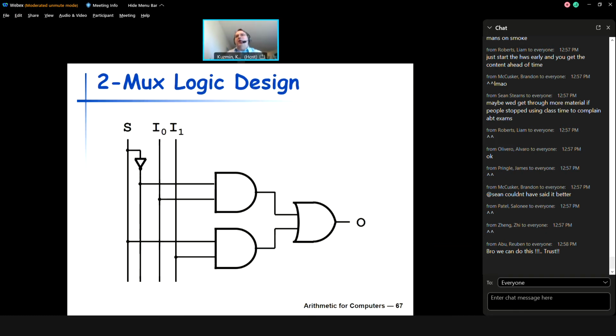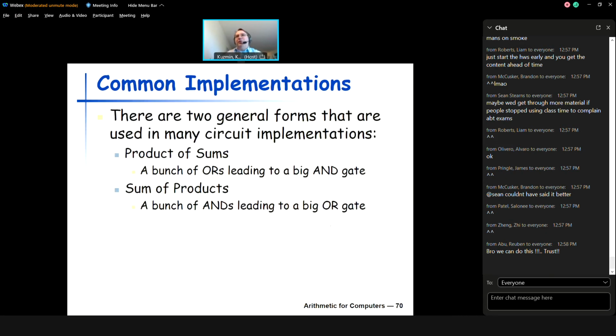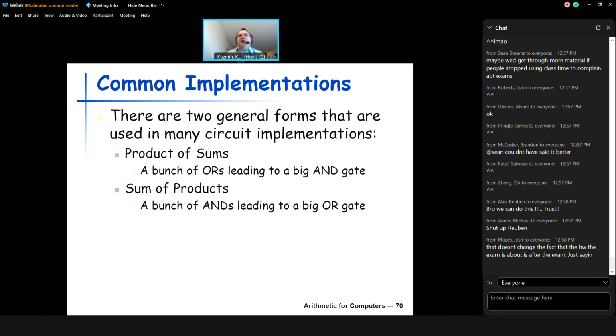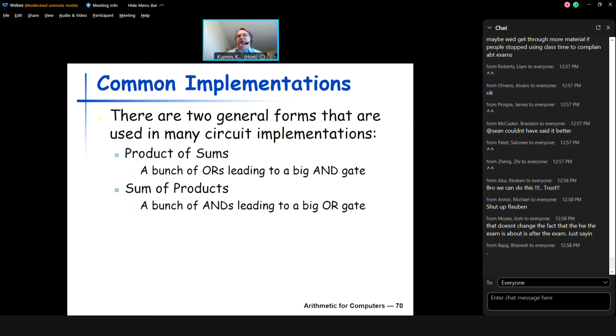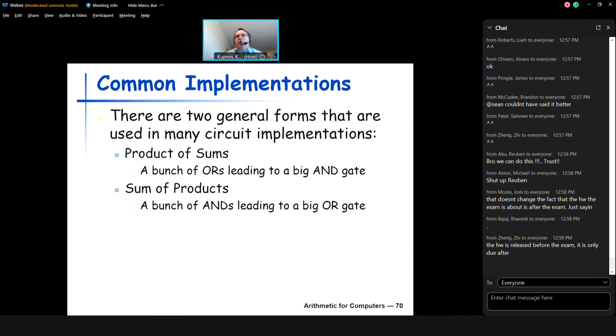All right, and the way to do it, there's actually more than one. So there are two methods. One of them is called product of sums. Another one is called sum of products. These methods allow you to pretty much mechanically convert a truth table to an implementation with the basis that you're using, and we are using AND, OR, NOT gates as our functional basis. So that would be our basis for now.